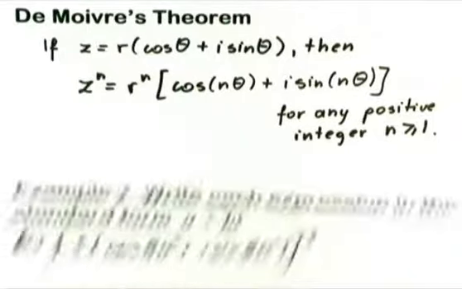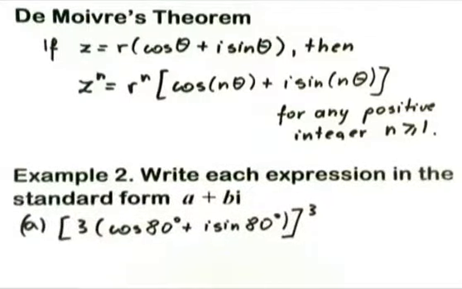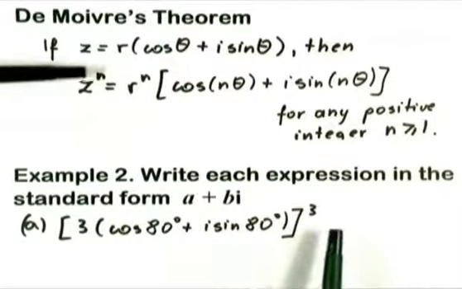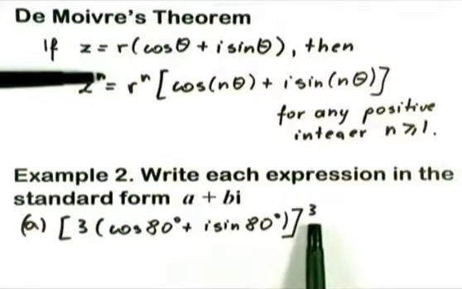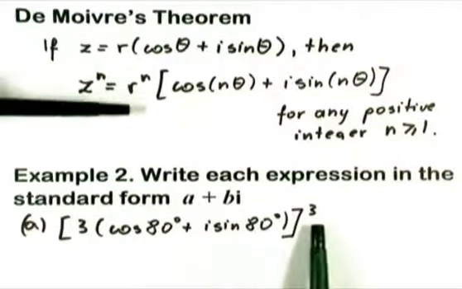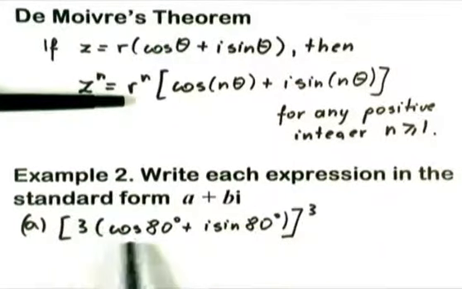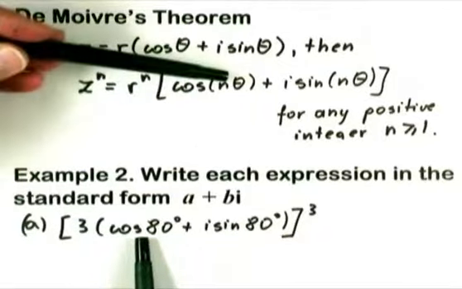So let's see some examples applying the theorem. Write each expression in the standard form a plus bi. So we have 3 times cos 80 degrees plus i sin 80 degrees, to the power 3. So this is my power 3. We are raising to the power 3. That's my n, and the angle is going to be multiplied times 3.